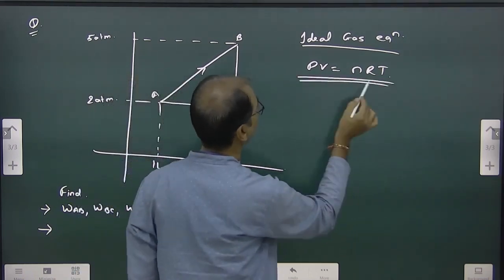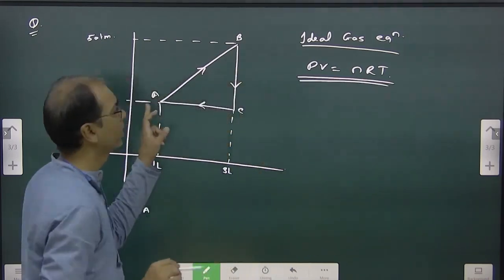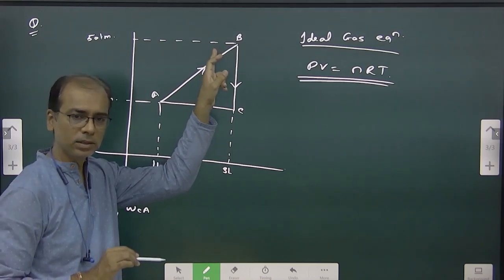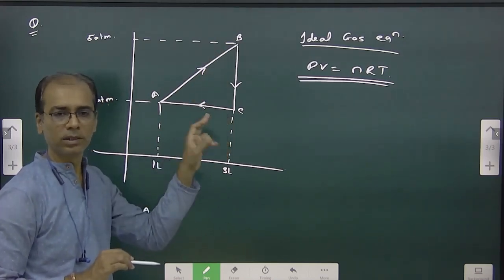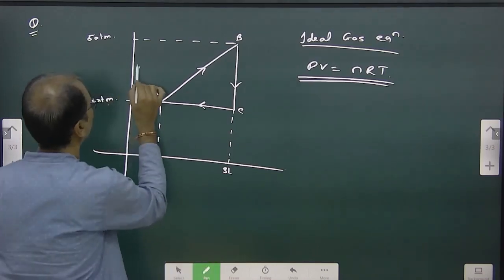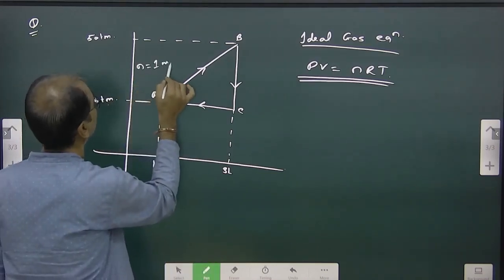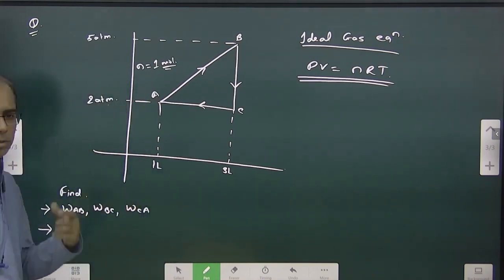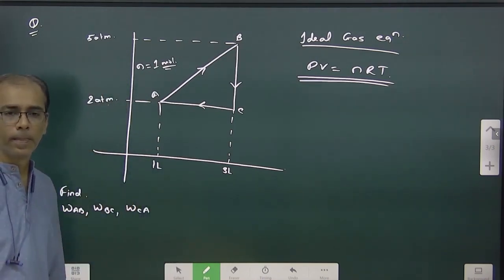So PV equal to nRT means, can I apply here PAVA equal to nRTA? Yes. PBVB equal to nRTB? Yes. PCVC equal to nRTC? Yes, we can do. Okay. The number of moles also I will give you here. Let's say take the number of moles as 1. Okay. So WAB, WBC, WCA we know now. Correct? No doubt about that.